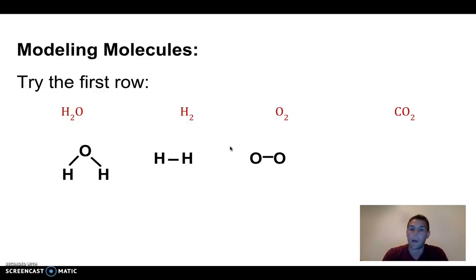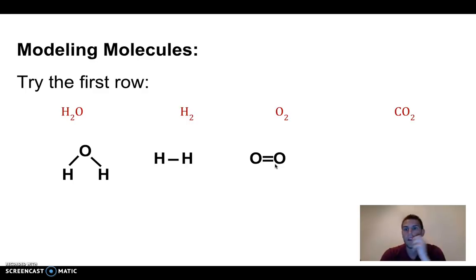Well, it's possible, and this happens all the time, that atoms will make a double bond. So you could do this too. And so notice that this oxygen now has two bonds, and the oxygen to the right also now has two bonds. So let's try CO2.